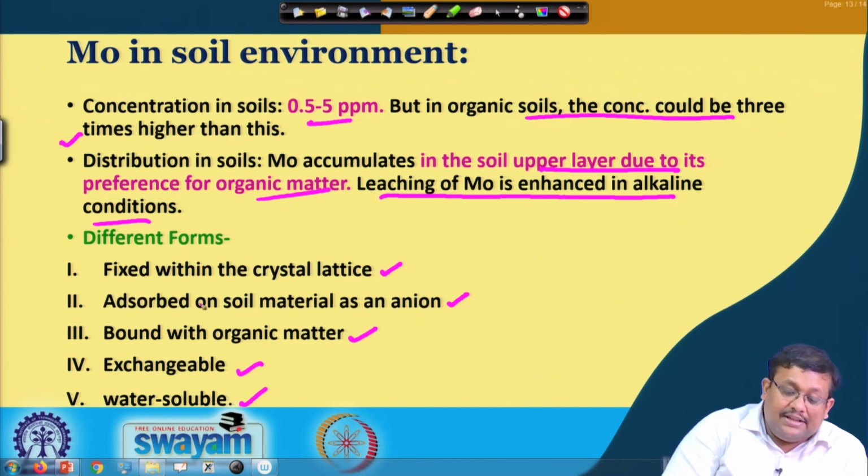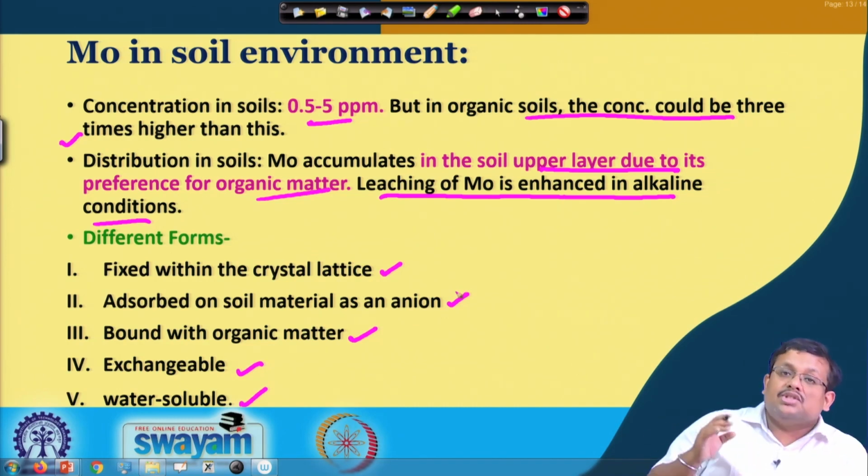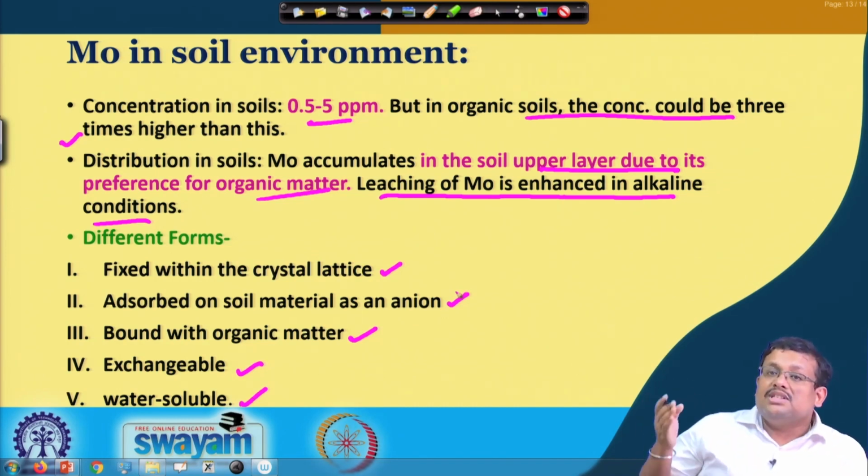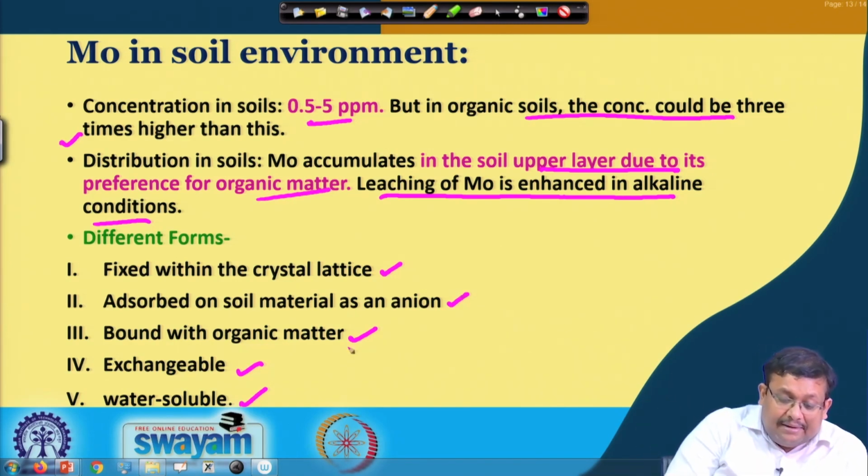First of all, again, fixed within the crystal lattice. Sometimes the molybdenum is bound in the crystal lattice, or adsorbed onto the soil material as an anion. Molybdenum is present in the anionic form, so it can get adsorbed onto soil sites where positive charge develops due to pH dependent charge. Bound with organic matter we have already discussed, and it is also available in exchangeable as well as water soluble forms.